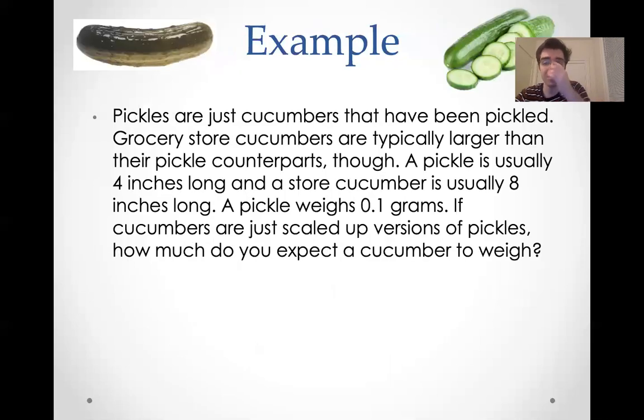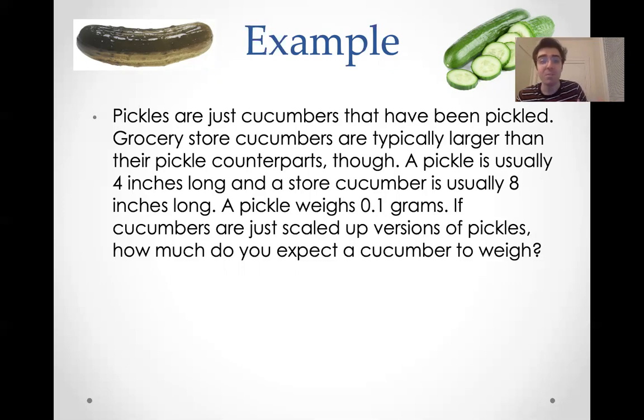Okay? So let's do a couple of examples, starting with this one about pickles. Pickles are obviously just cucumbers that have gone through the pickling process. But grocery store cucumbers are typically larger than their pickle counterparts, the ones that you would find in jars. If you look at the produce section, the cucumbers will be quite large, but the actual pickles will usually fit in a little jar. That's because people don't usually want these giant pickles. Usually the ones that are selected for pickling are going to be a little bit smaller.